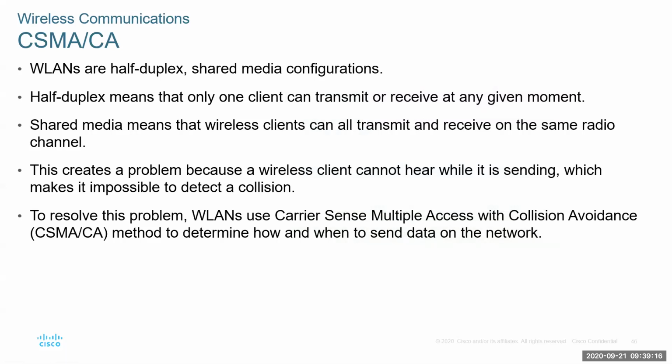So wireless LANs by nature are what's considered half duplex. That just means that only one client can transmit or receive at any point in time, versus full duplex, where you can have multiple communications going on between your devices. With a shared media, that means all wireless clients can transmit and receive on the same radio channel. That'll end up causing a problem. And so this is what CSMA/CA is, which is carrier sense multiple access with collision avoidance. This is just a method to determine who can send and receive on a network at any point in time.